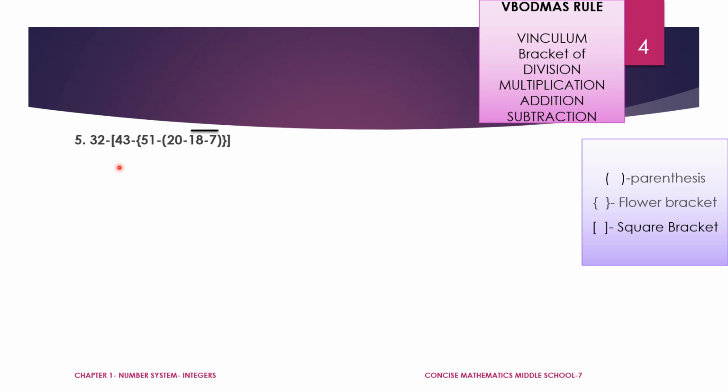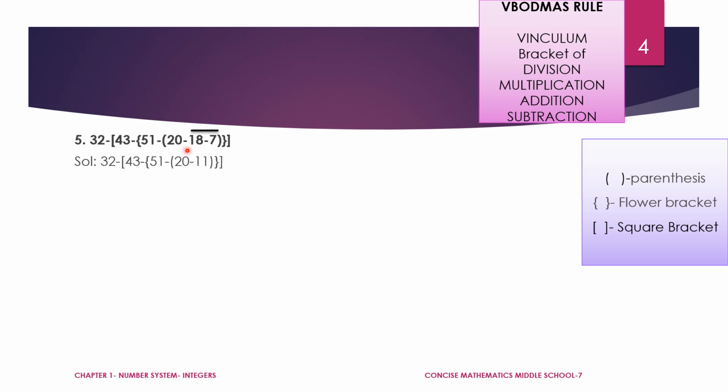32 minus {43 minus [51 minus (20 minus 18 minus 7)]}. Here, once again, we need to solve the vinculum first. So, what is there under this vinculum? 18 minus 7, so it should be solved first. 18 minus 7 becomes 11. Put this minus as it is.